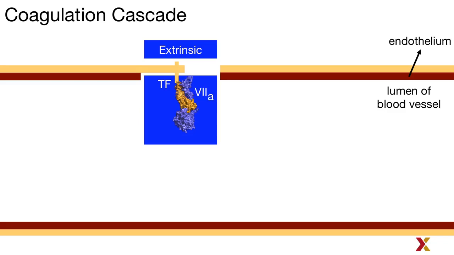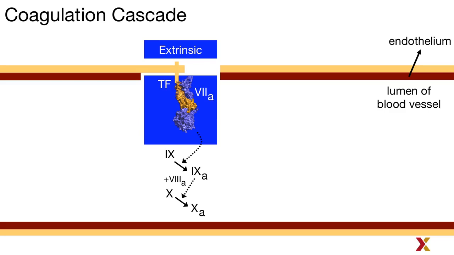The interaction between TF and coagulation factor 7 leads to the activation of the coagulation factor. Another point of nomenclature: the subscript A placed after the Roman numerals indicates that the coagulation factor is in its active form. The formation of the TF coagulation factor 7 complex increases the serine protease activity of factor 7A by several orders of magnitude. Active factor 7A cleaves coagulation factor 9, which becomes factor 9A, another activated protease.